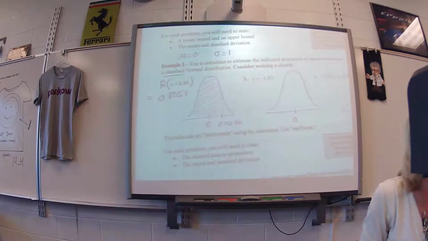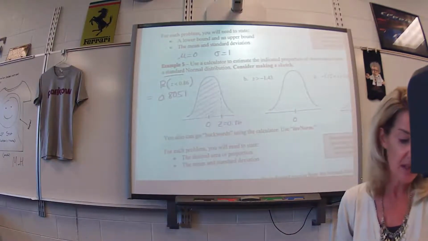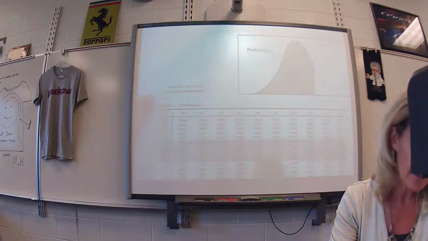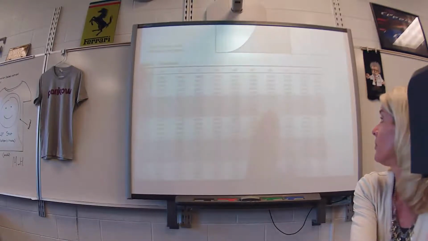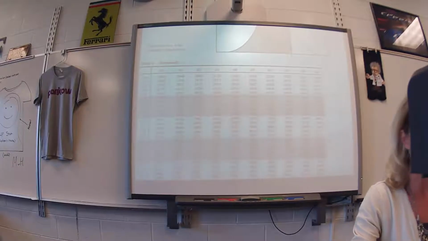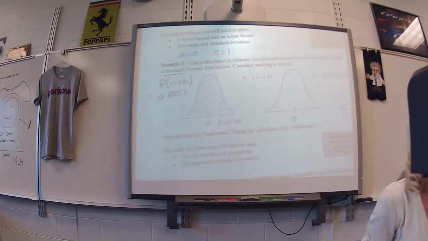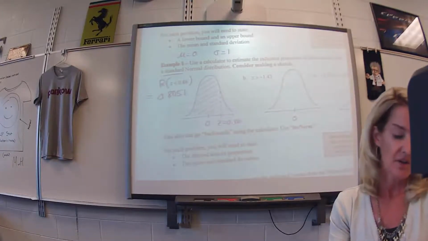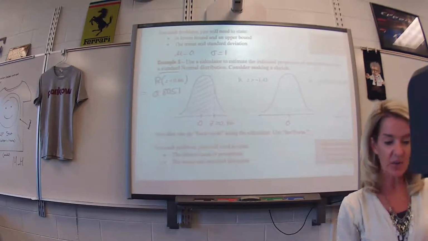The probability of this happening is 0.8051. Now, if you look at the table, 0.86, there it is, right there, 0.8051. You get the same answer, but you don't have to read the table. You just get it out of your calculator. Okay? So the next one, I'll do on the Inspire.